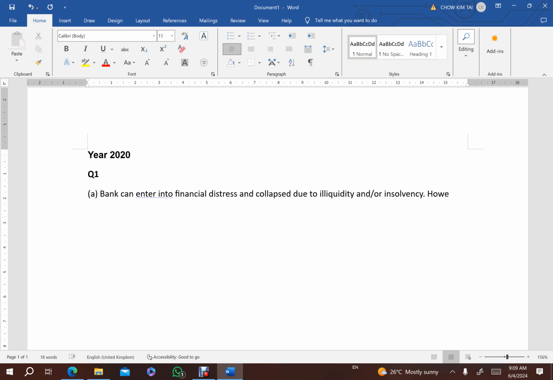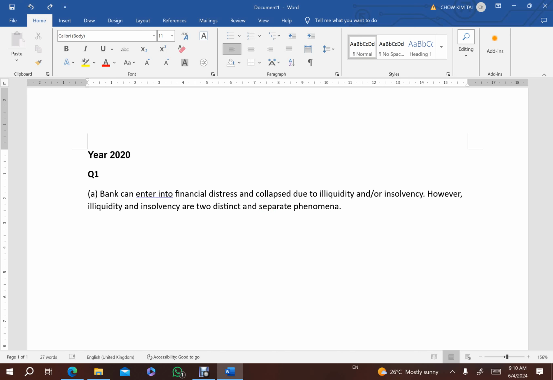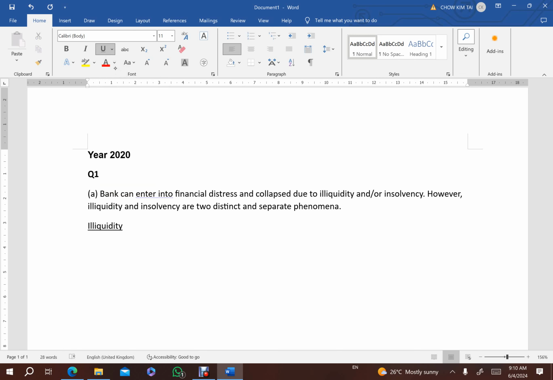However, illiquidity and insolvency are two distinct and separate phenomena. There's something very different. So you explain one by one, starting from illiquidity. Always create subheadings when you answer a question, and write your answer in paragraph form. I just give key points so that we can do it faster, but it should be in paragraph form.